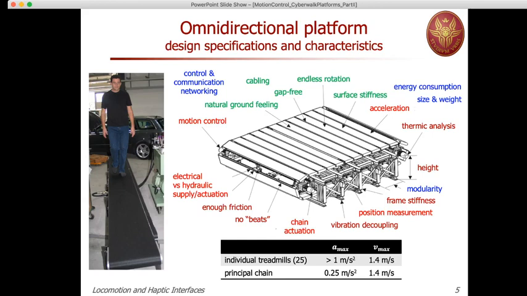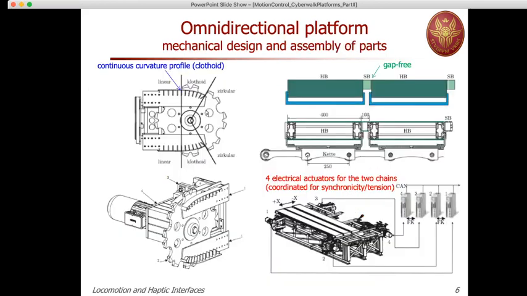While in the other direction, the principal chain, we had the same maximum velocity, of course, because in general we could also move in a diagonal fashion or rotate from one direction to a 90 degree direction while moving in a straight line. So we would like to keep the same maximum velocity. And the acceleration is lower. In fact, in this direction, the platform is even longer, about 6 meters, while 5 meters is on the side. So these are the general design specifications and characteristics.